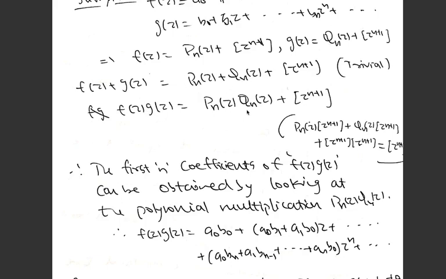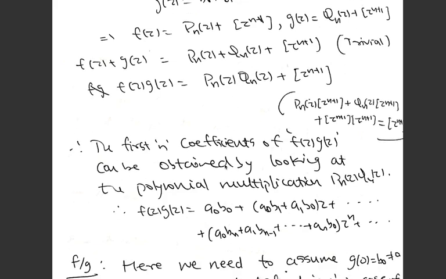Now f(z) times g(z), you have the same thing. This is rather easy because if you multiply f(z) with g(z), all other terms will have a term which contains a 0 of order at least n plus 1. All of them will be absorbed in this term. So it will be of the form p_n(z) times q_n(z) plus a term like this, and this is only the product of polynomials, which you can easily compute.